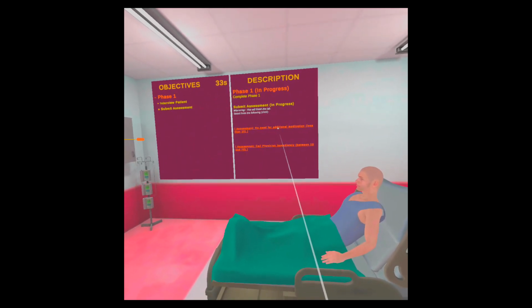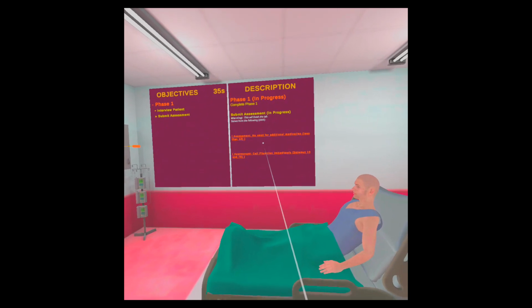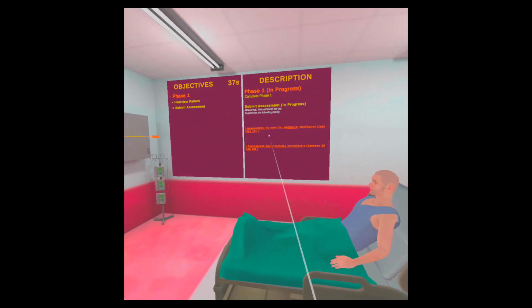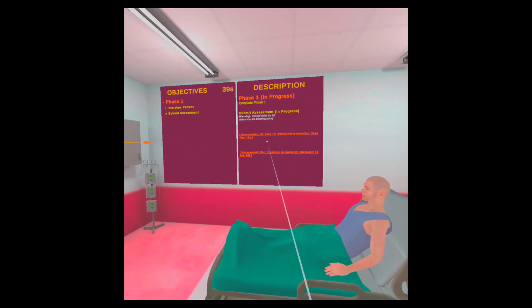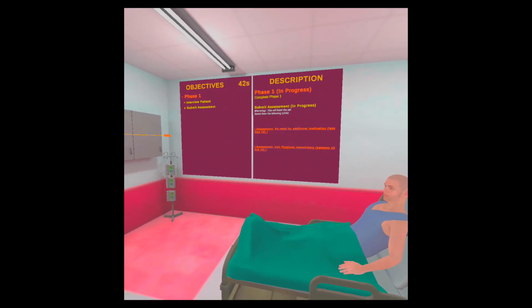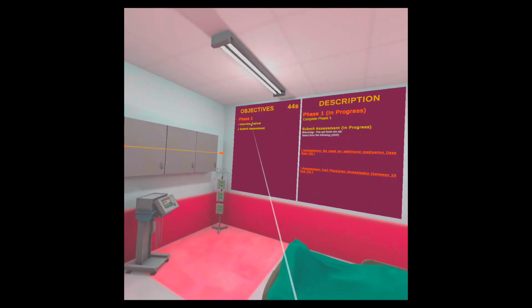Either there's no need for additional medication, so the patient's not experiencing a sufficient withdrawal to warrant that, or I need to call the physician immediately. So those are my two choices. So I can interview the patient.